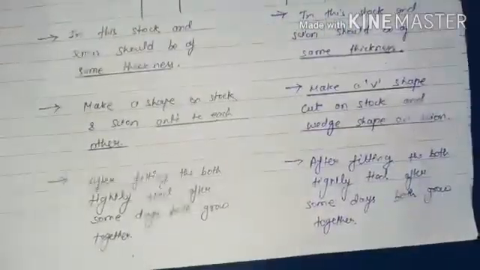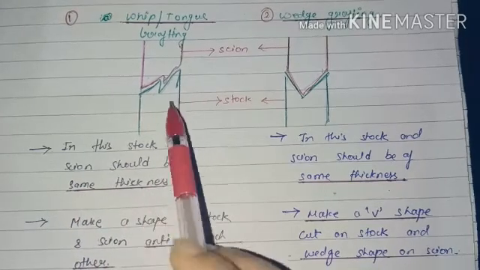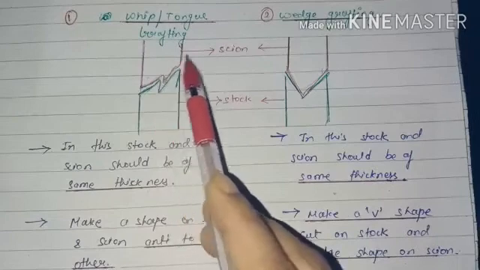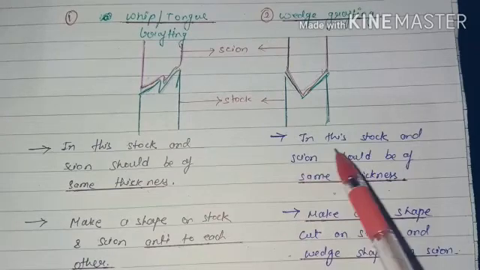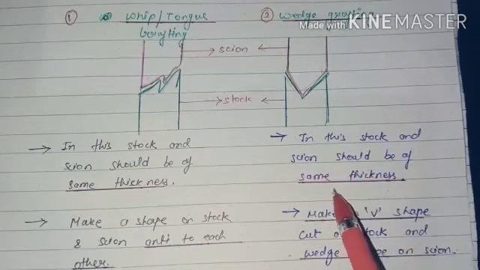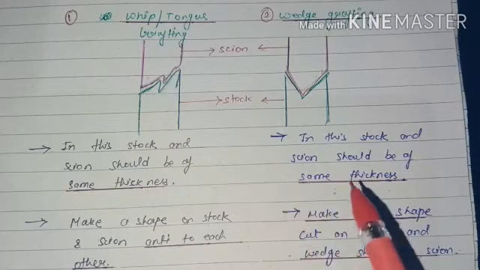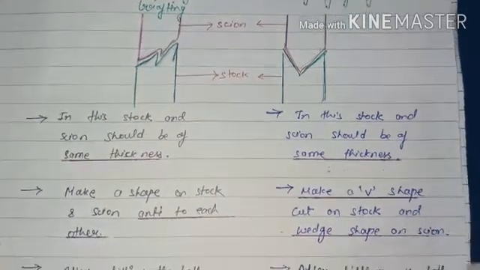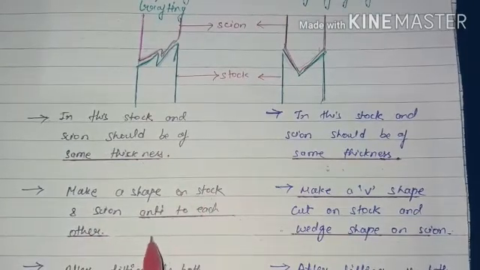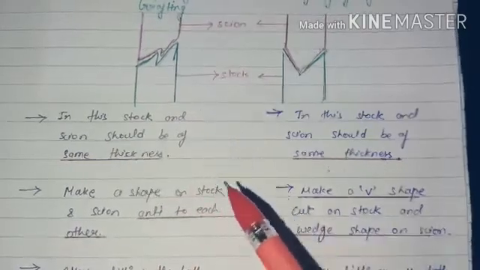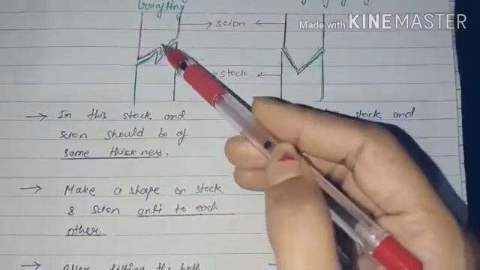In the first one, stalk and scion should be of the same thickness. You can see here that scion and stalk both have the same thickness. In wedge grafting also, stalk and scion should be of the same thickness. The first point is the same. Next, make a shape on stalk and scion that fits each other. When we make a cut on the stalk and scion, they should fit each other, as you can see in this diagram.